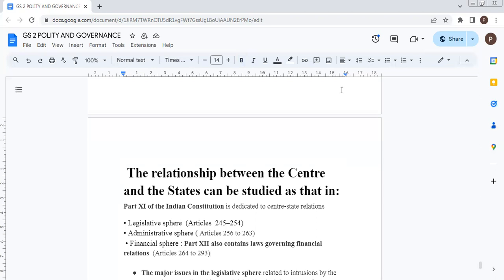Apart from that, the last thing is bicameralism, where two houses exist. One is the Lok Sabha and one is the Rajya Sabha. Lok Sabha symbolizes the collective wisdom. Lok Sabha symbolizes the people's will. Lok Sabha symbolizes the rising aspirations of society.